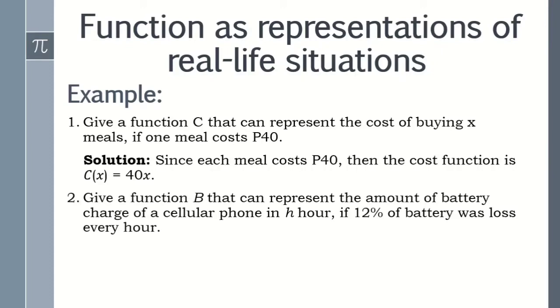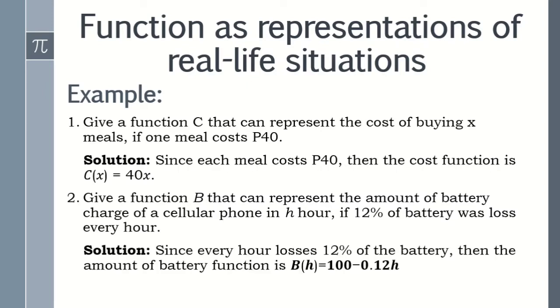40X. Another example, give a function B that can represent the amount of battery charge of a cellular phone in each hour if 12% of battery was lost every hour. For our solution, since every hour loses 12% of the battery, then the amount of battery function is B of H equals 100 minus 0.12H.